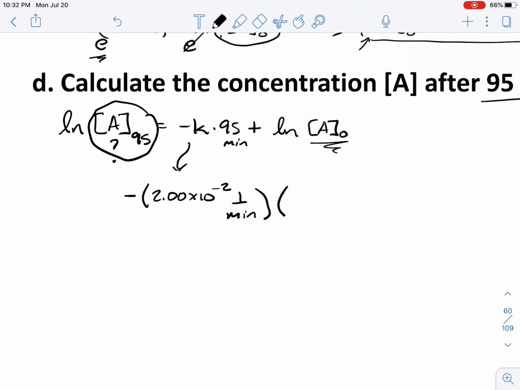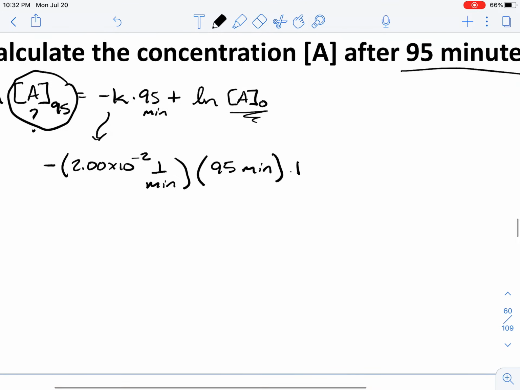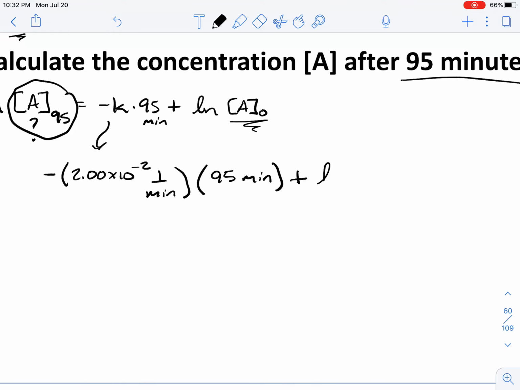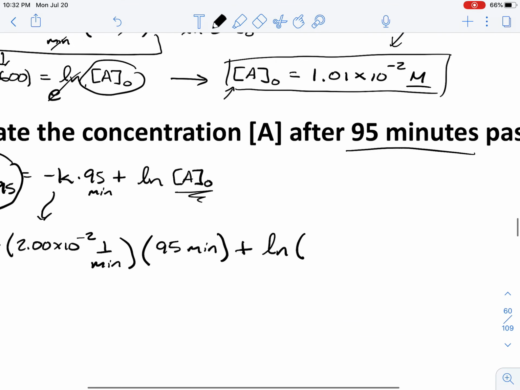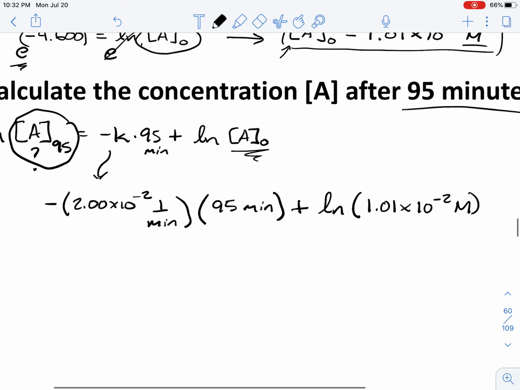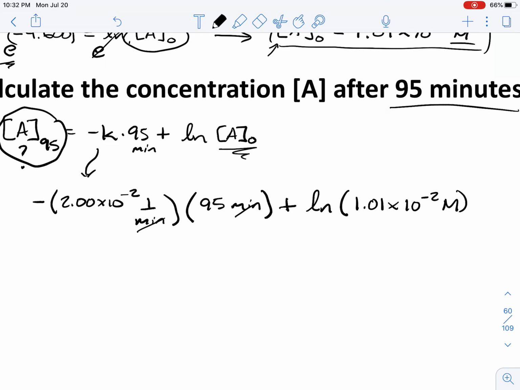And then I'm going to multiply this by 95 minutes because I want to know how much remains after that period of time has passed. And then plus the natural log of the initial concentration. And the initial concentration is just what we just solved for, which is 1.01 times 10 to the negative 2. Okay. So the units of minutes cancel, leaving us with just the units of molarity.